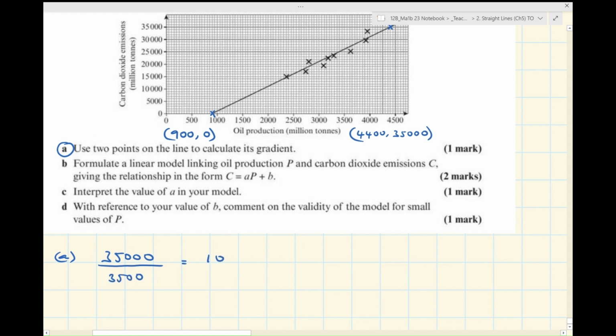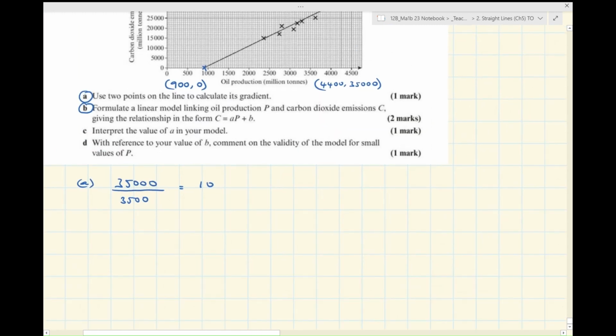So my gradient will be the rise, 35,000, over the run, 4,400 minus 900 is 3,500, giving me a gradient of 10. Part B. Formulate a linear model linking oil production, P, and carbon dioxide emissions, C, whereby carbon dioxide emissions is something multiplied by the oil production level plus a constant B. This is very similar to y equals mx plus c. And the A will be my gradient.